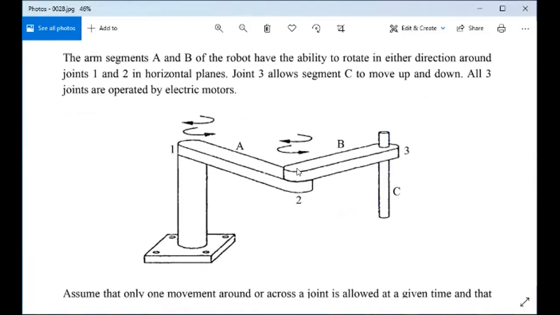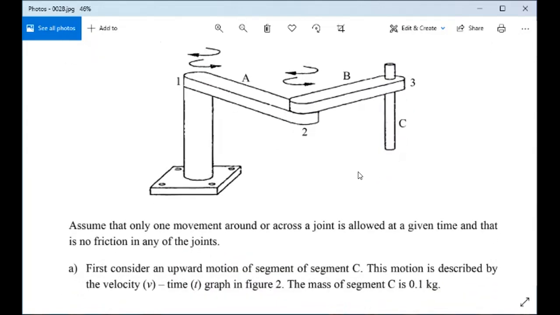So it means A section can be rotated about 1 and B section can be rotated about 2. So 1 is a point, 2 is a point. Around the point 1, A section can be rotated. Around the point 2, B section can be rotated. What about C there? The joint 3 allows segment C to move up and down. So segment C can be moved just up and down. A and B are rotatable. C is only moving upward and downward. That's the simplest thing.